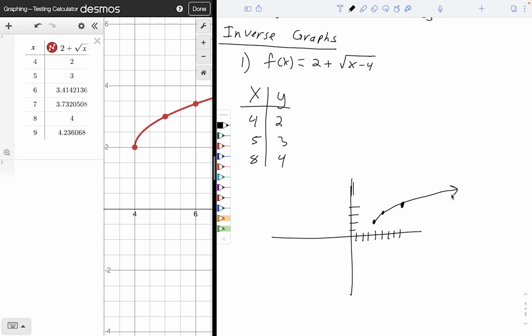Here's the new thing. The new thing is finding the inverse graph. To find the inverse graph, what you're going to do is take the points in this table. We're going to make a new table for our inverse.